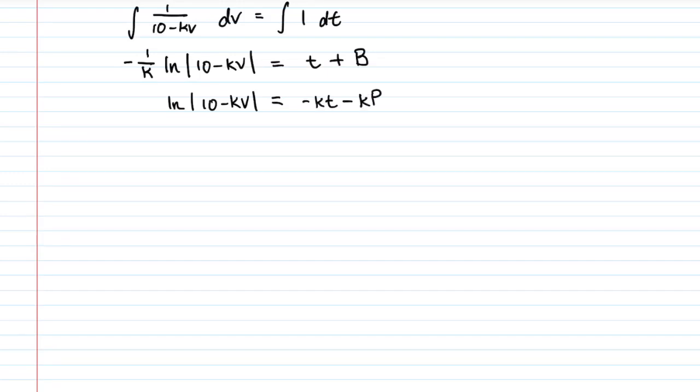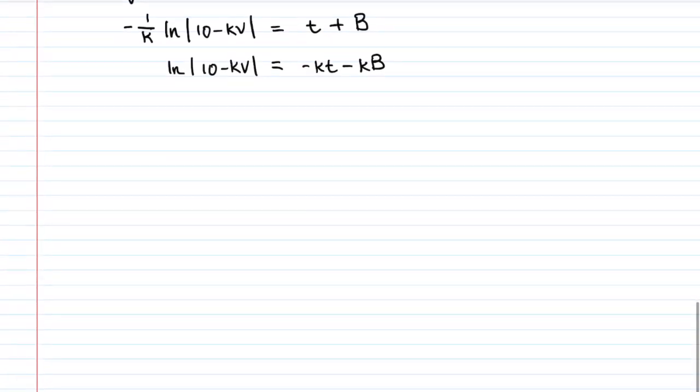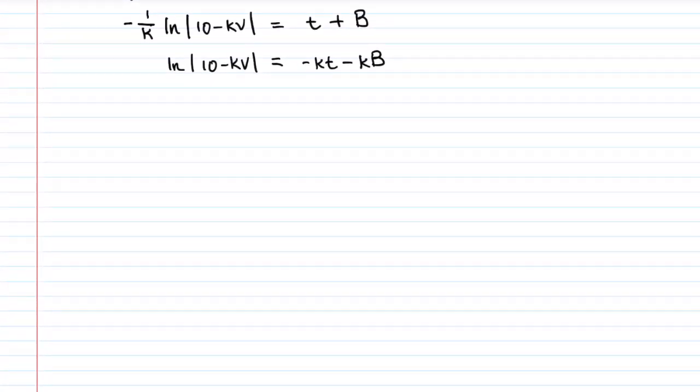To get rid of the k, you get ln of mod 10 minus kv, the whole thing, equals minus kt minus kb. Okay, after this, let's start to transform it a little so we can exponentiate the other side, so that you'll be left with 10 minus kv, and you will have plus minus, because remember, every time you unmod something, there will be a plus minus. Then you get e to the power of minus kt, e to the power of minus kb.